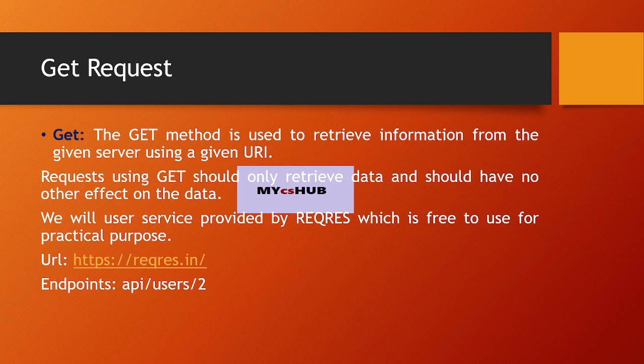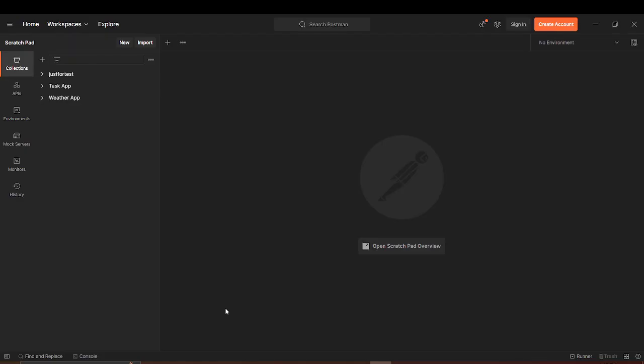For testing purposes, we are going to use the service provided by REQRES, which is basically free for testing. For the current testing of GET request, we are going to use this URL and these endpoints. Now let me switch to the Postman tool. In Postman, you can see the screen something like this.